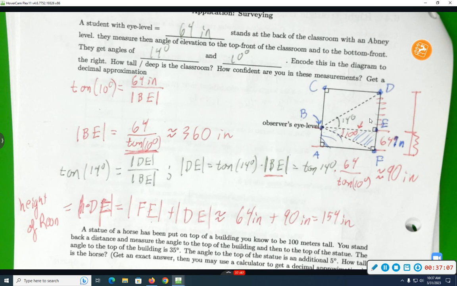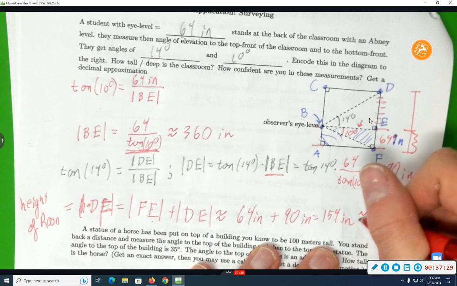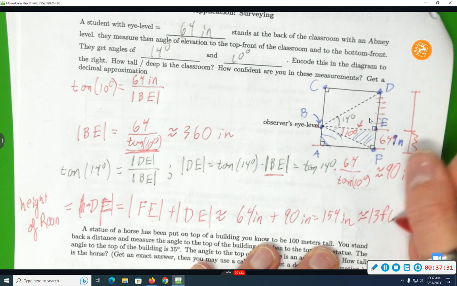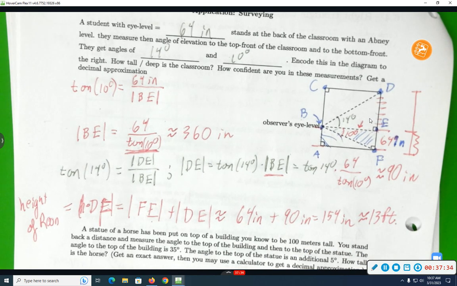How many people used a calculator to do that addition? You probably didn't need to, did you? Nice. All right, so 154 inches. Is that reasonable? I can't picture 154 inches. Let's convert that to feet, I guess. About 14 feet. Eyeballing it, does that look about right? Yeah, I think so.